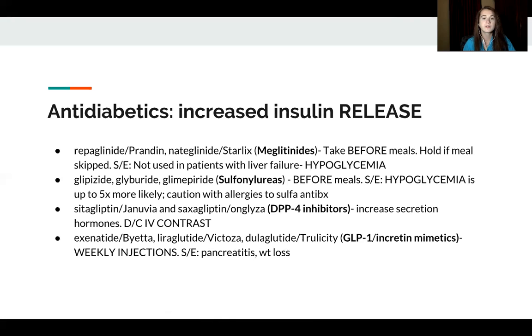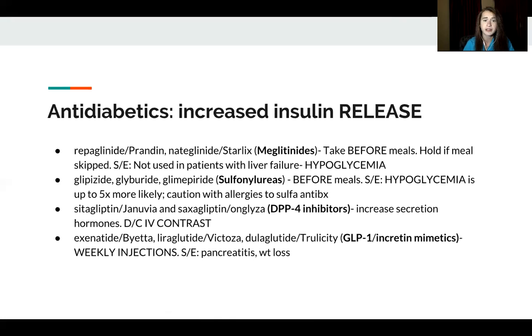So there are several classes of drugs that will allow for the pancreas to secrete more insulin. First is the meglitinides. This is repaglinide or Prandin, and nateglinide or Starlix. It's important to take these before meals, and you need to hold if a meal is skipped because it's allowing that pancreas to secrete more insulin. So if you're eating, your blood sugars will go up, and you can give them this pill before meals, and it will allow for better control. However, it's not used with patients with liver failure, and you have to be careful with hypoglycemia. So make sure you check those sugars.